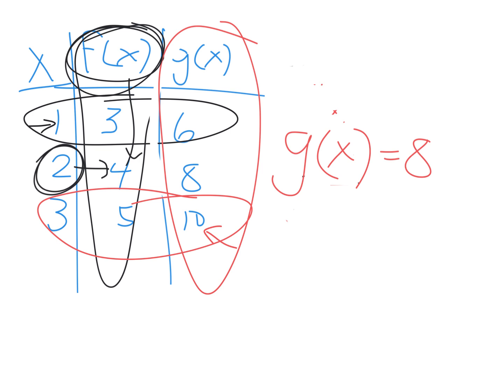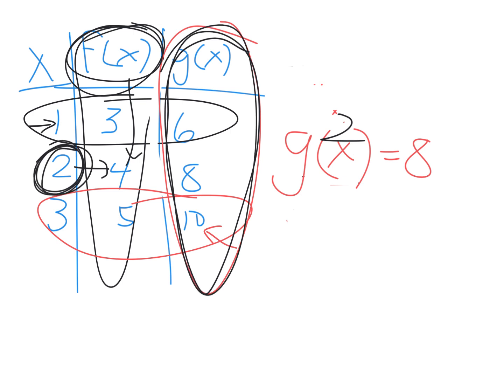All right, G of what is 8? G of, say it if you know it. G of what? 2. And look at that. If you didn't understand it before, look at it now. G of 2 gives you 8. See? So x must be 2. Because G of 2 is 8. All right, that's the hardest kind.